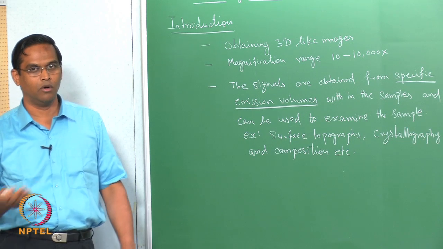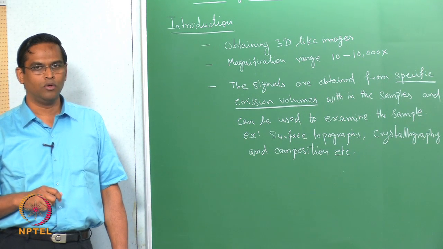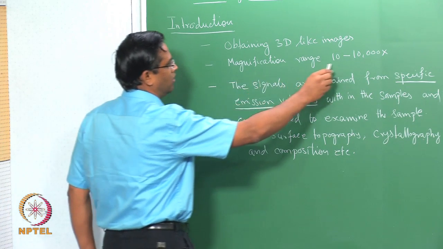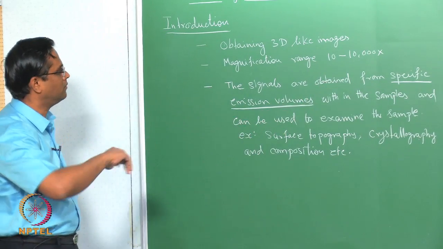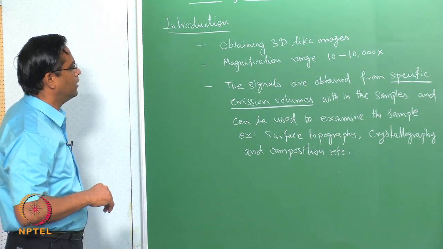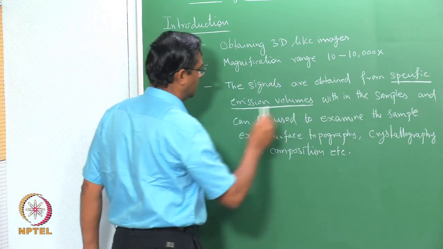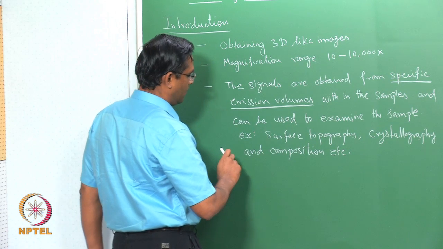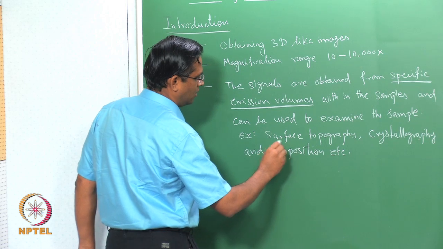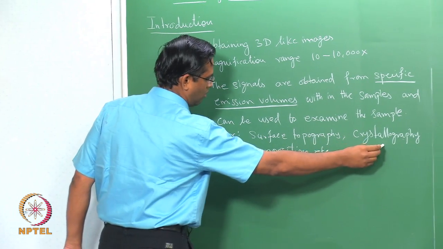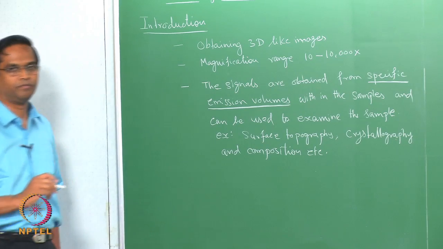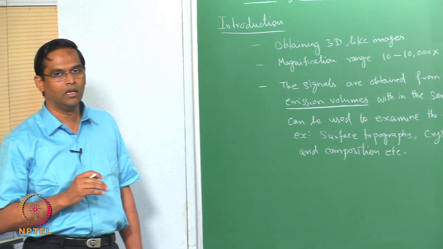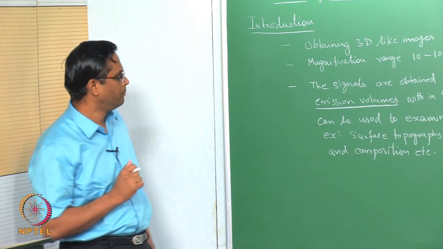We will see how this effect comes and what the parameters are which contribute to this phenomenon or effect, I would say. Magnification in the range of 10x to 10,000x and more, in fact it could be more also. Typically, the signals are obtained from specific emission volumes within the samples and can be used to examine the sample in terms of surface topography, crystallography and composition, etc. These unique characteristics we could not obtain with a light optical microscope.